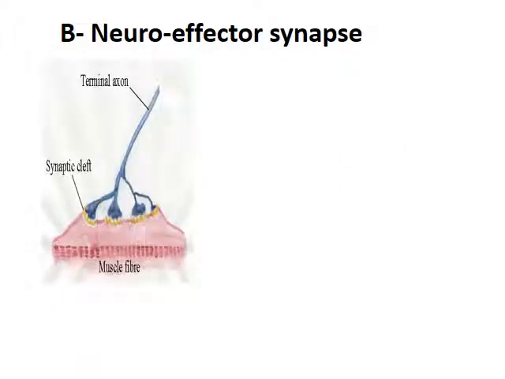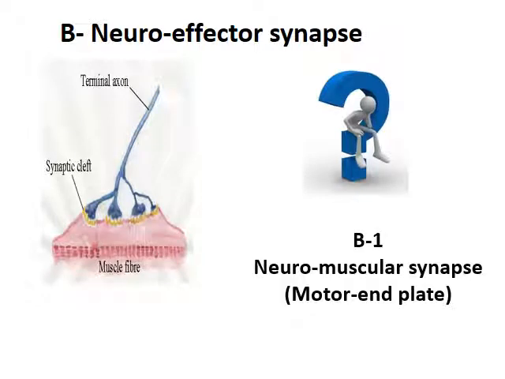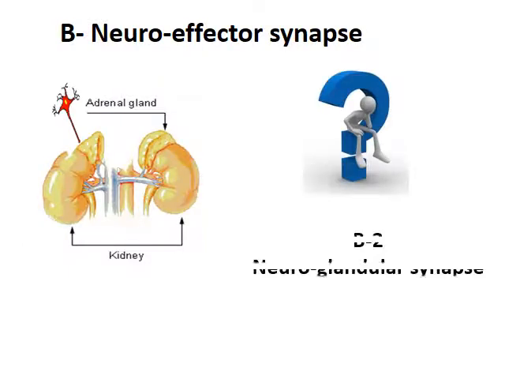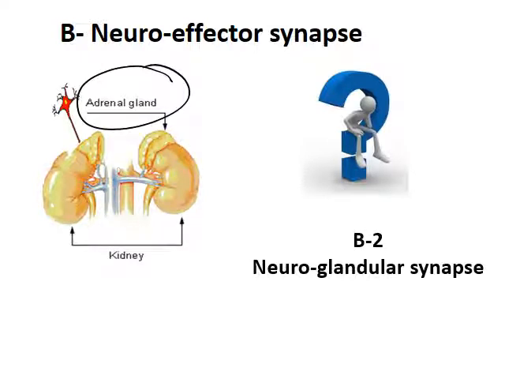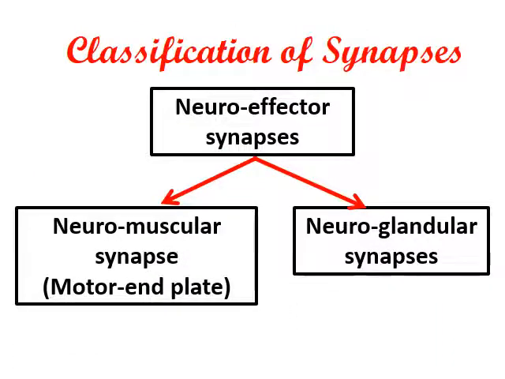Now we move to the neuroeffector synapse. Neuroeffector synapse is the synapse between a neuron and a muscle. It's called neuromuscular synapse. It has another name, motor end plate. And we have another type, neuroglandular synapse, between a neuron and a gland. Example here, it's about the adrenal gland. Classification of synapses according to neuroeffector: either we have neuromuscular synapse, called motor end plate, or neuroglandular synapse between a gland and a neuron.